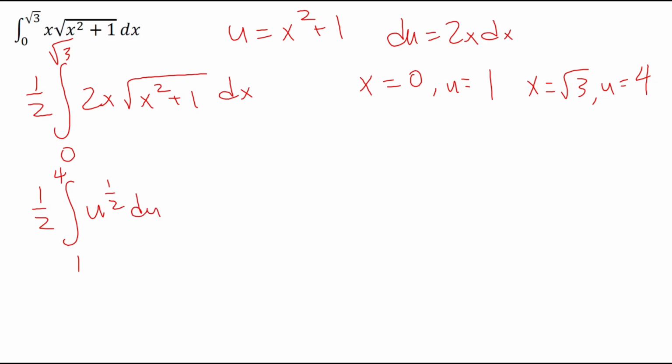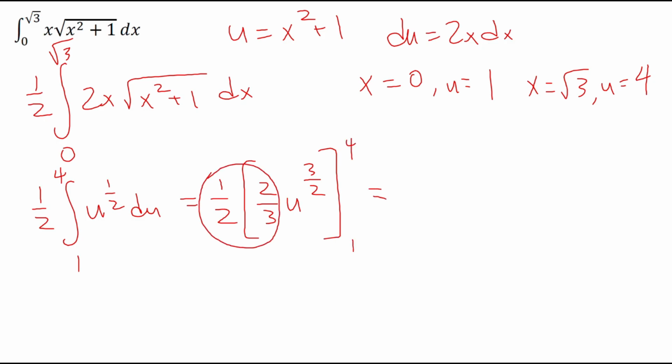So we'll just integrate. 1/2. The integral of u to the 1/2 should be u to the 3/2 and then times the reciprocal of 3/2, so 2/3. And we'll evaluate that from 1 to 4. Now, the 1/2 and the 2/3, those can be combined together to just give us 1/3. So we end up with 1/3 of 4 to the 3/2 minus 1 to the 3/2.